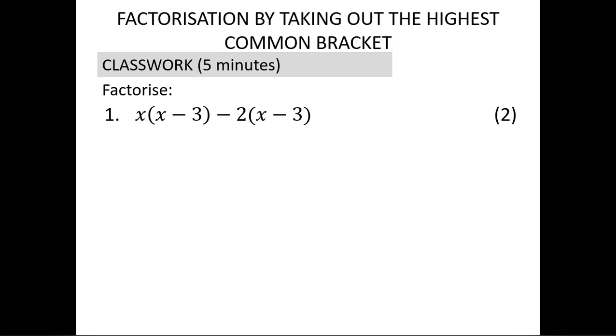Identify a common bracket. A common bracket here will be x minus 3. Now take it out as a common factor. When you take it out as a common factor, inside the bracket, you'll be left with x minus 2.